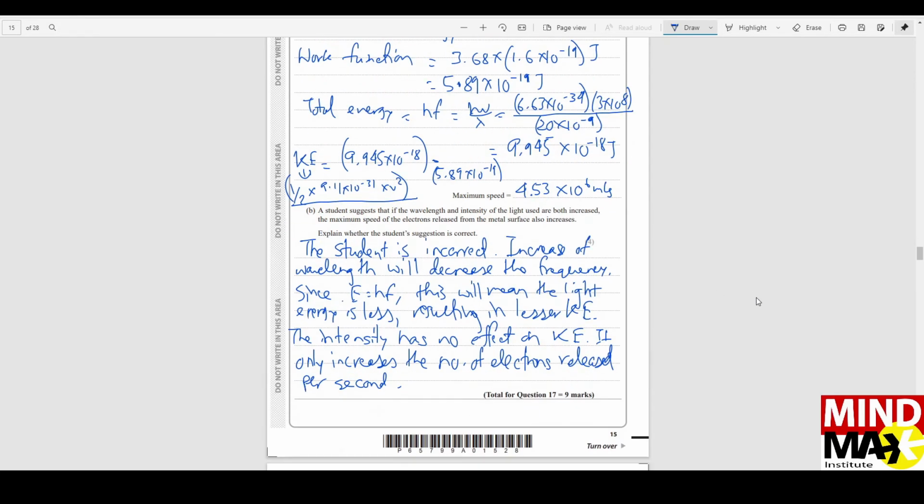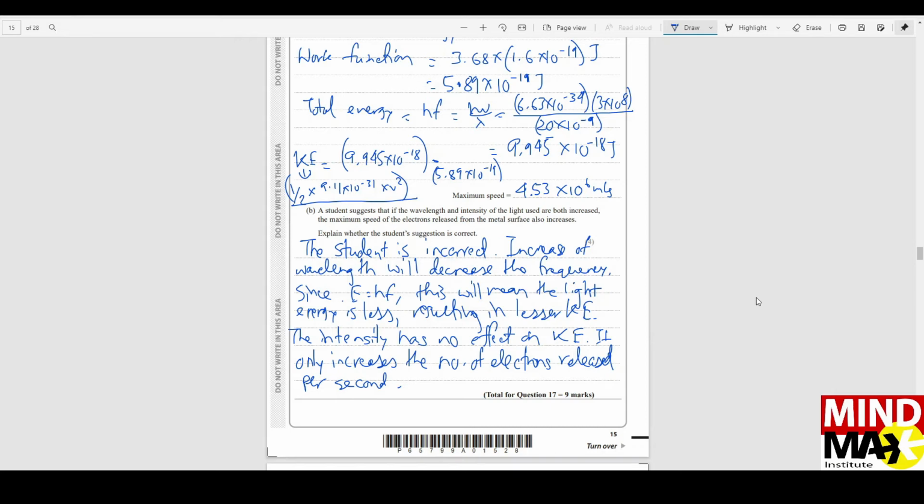Now, a student suggests that if the wavelength and the intensity of light are both increased, the maximum speed of the electrons released from the metal surface also increases. Explain whether it is correct or incorrect. The student is incorrect. Why? Because we know that if the wavelength increases, the frequency will decrease, and if the frequency decreases, the total energy would decrease. If the total energy decreases, that means the kinetic energy would be lesser.